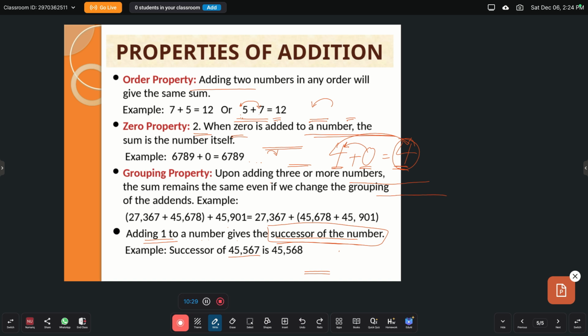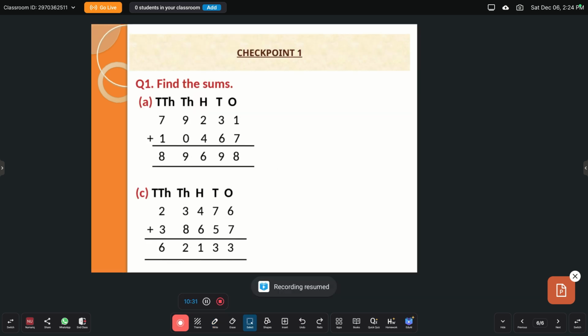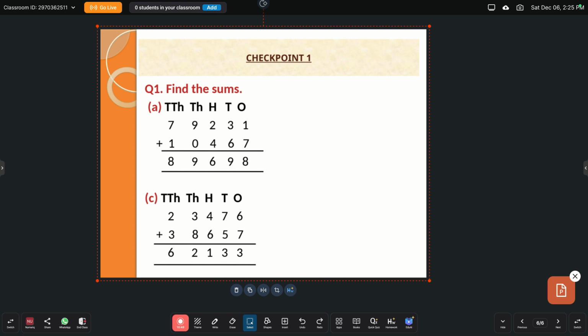I hope all of you have understood it now. Okay, now we will start our checkpoints. Okay, you will open your books and you will open your rough notebooks also. Open page number 24 of your books and also open your rough notebooks. Okay, open page number 24.